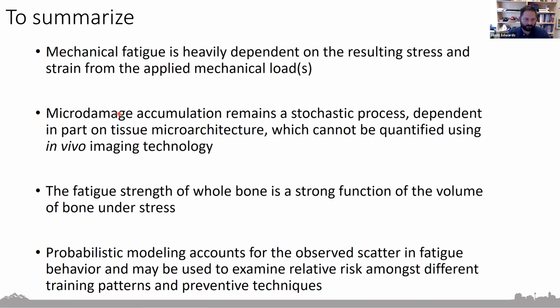I don't think so. And then finally, the probabilistic modeling that we do accounts for the observed scatter in fatigue behavior, and may be a good way to examine the relative risk of different training patterns and preventive techniques, but I think it's a far ways away from predicting the absolute risk of stress fracture in individuals.